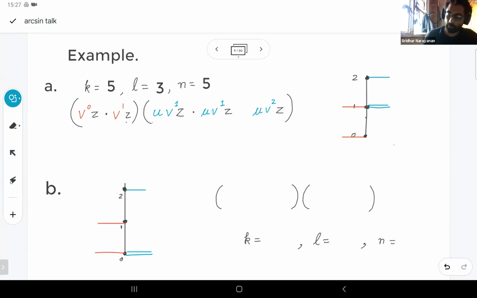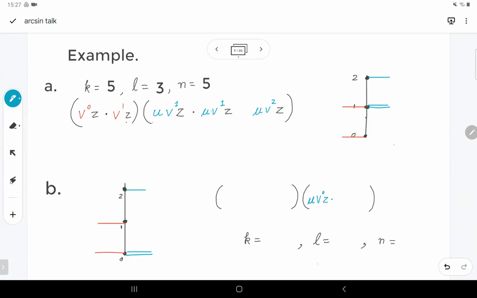And then we can read off pretty much all of the information from this figure. For example, we can read off the terms here. There are 3 terms from the denominator because there are 3 blue lines, and there are 2 terms from the numerator because there are 2 red lines. So what are the terms from the denominator? There are 2 on the 0, which would correspond to u v raised to 0 z.